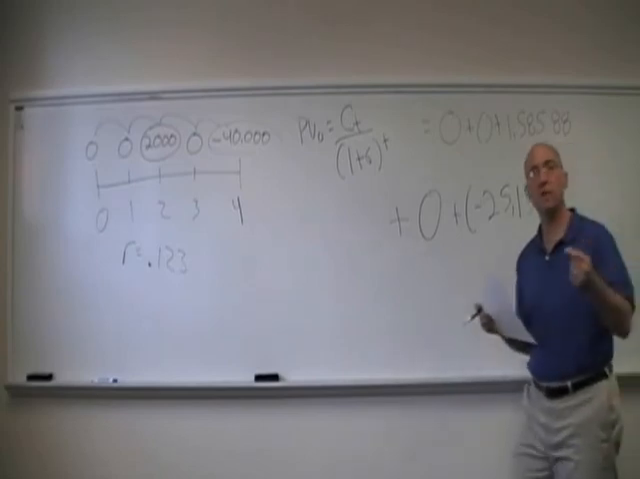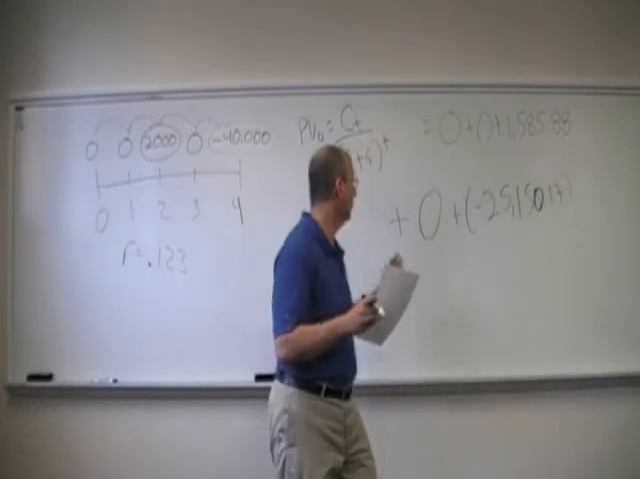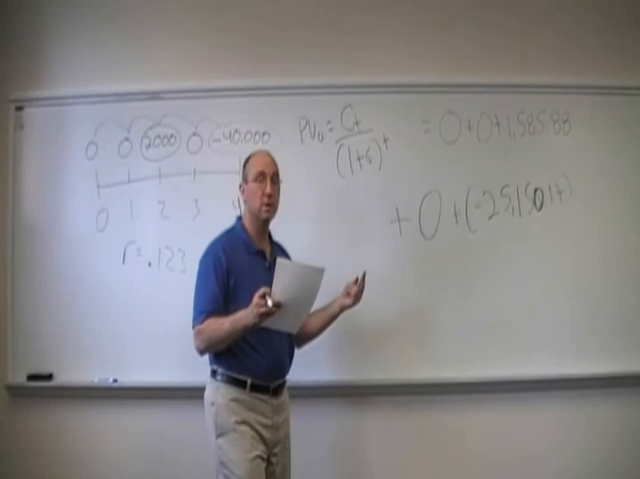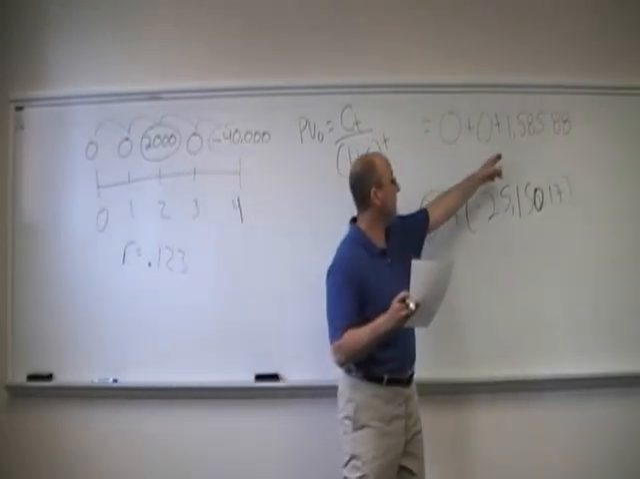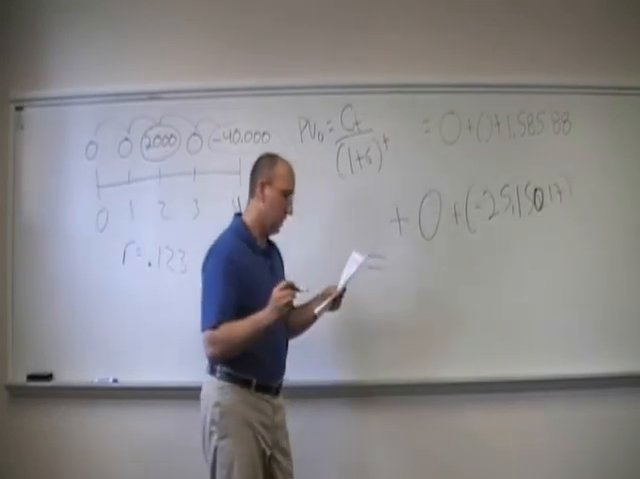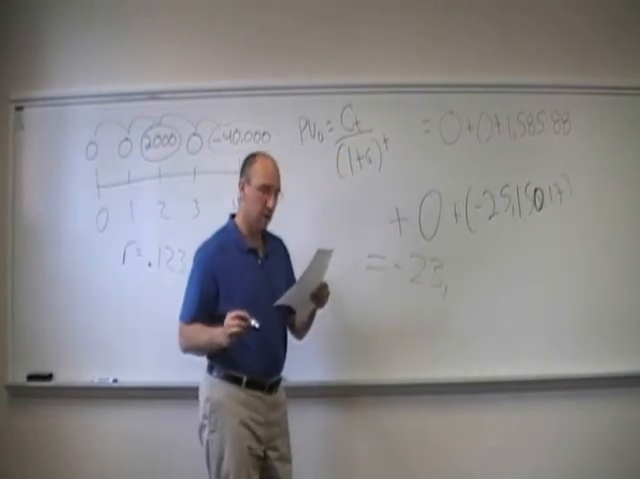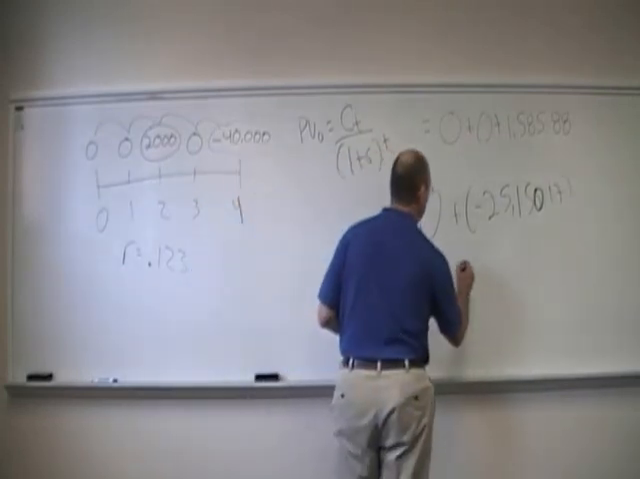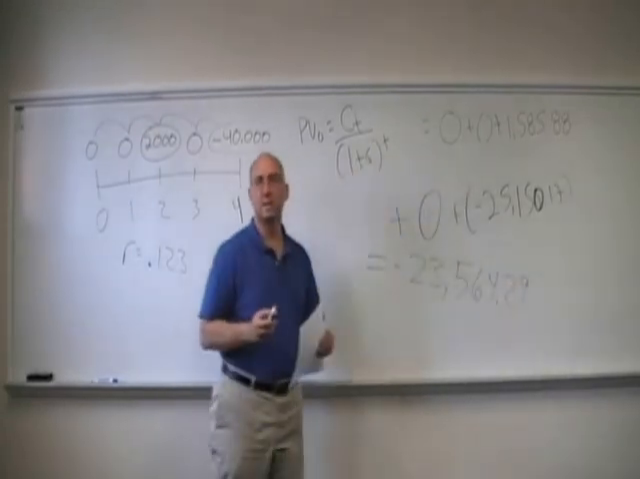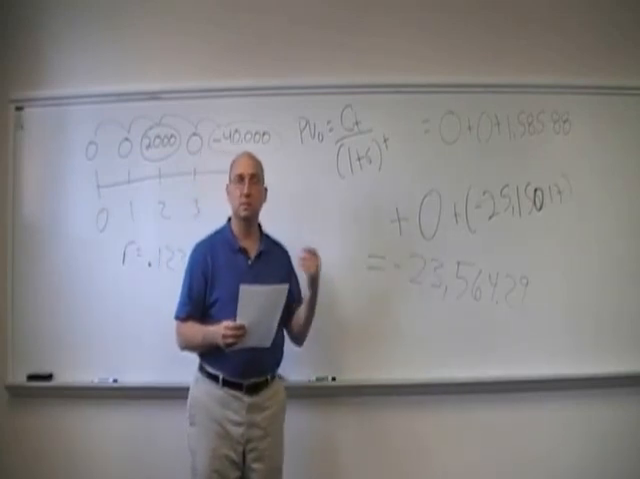So even though you have to pay 40,000, the fact that it's 4 years later means it's really equivalent to paying roughly $25,000 today. And you're going to get $2,000 in 2 years, which is equivalent to getting $1,585.88 today. So the whole package is comparable to paying $23,564.29. So again, you just take it one step at a time, and a problem like this is very straightforward.